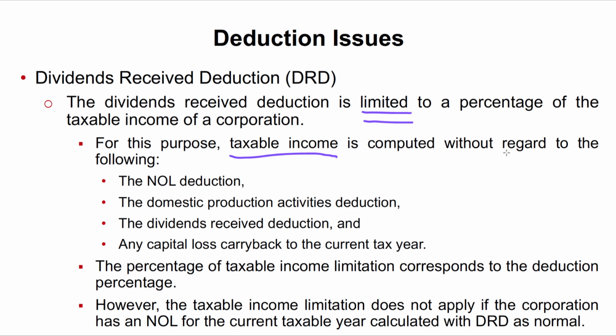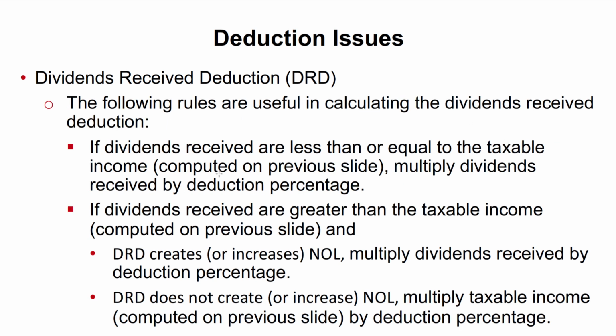So I have some rules that will help guide you through this. I have some rules of thumb, and then I have some steps. And then we have some examples to show you how this works. When you go through examples and do it, it really helps you. So if the dividends received, not dividend received deduction, dividends received, DR, are less than or equal to taxable income, we're going to multiply the dividends received by the deduction percentage, which we just mentioned, okay?